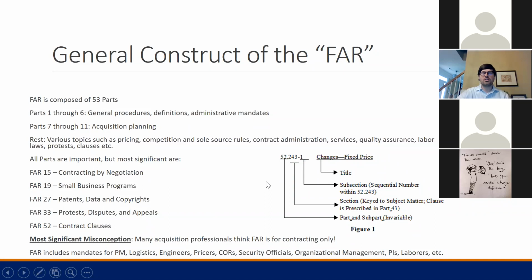Many people don't realize that it's not just the FAR 52.243-1, what have you, that you see in your contract or your solicitation. There are all of these other parts that govern, from the federal perspective, what the contracting officer, the PM, any logistics or security officials, all of what goes into that solicitation, is also governed by the FAR. So it's one huge how-to manual, but not just for the contract itself.